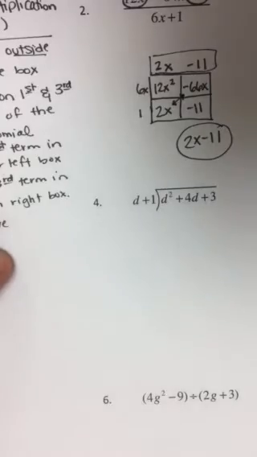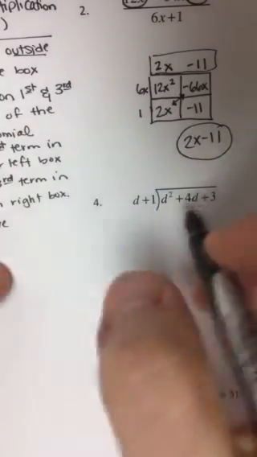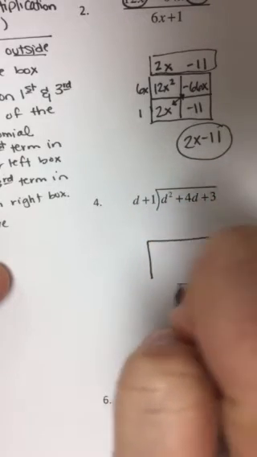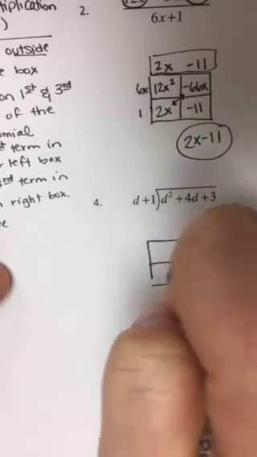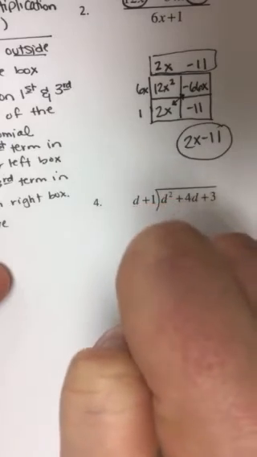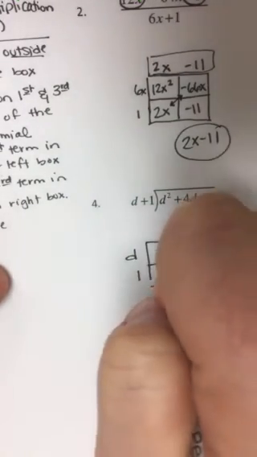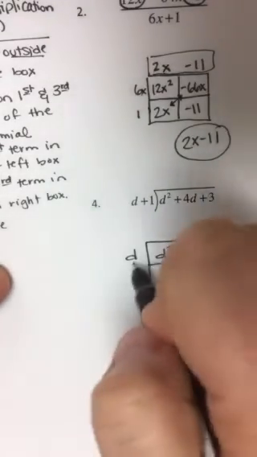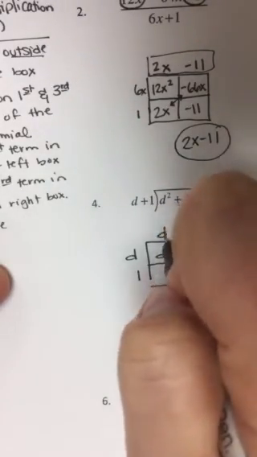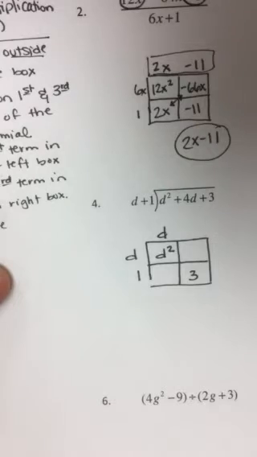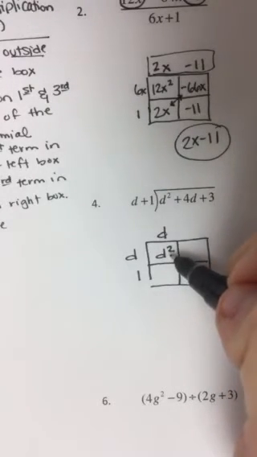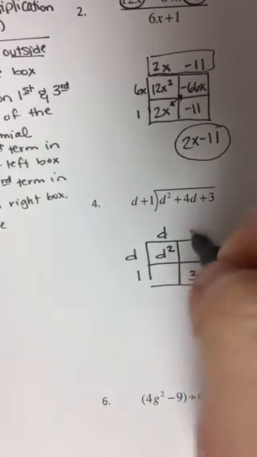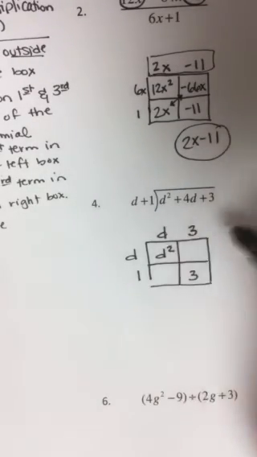Same thing on number 4. Right, so now we're just getting into the actual practice of it now. Okay. I've got a d and a 1. On the inside would be d squared and positive 3. So d times something gives me d squared. Well, that would be d, right? Because I know my exponent rules. If I've got a d on the bottom and 2 d's on the top, I'm left with a d. 1 times something gives me 3, and that would be 3, or 3 divided by 1.